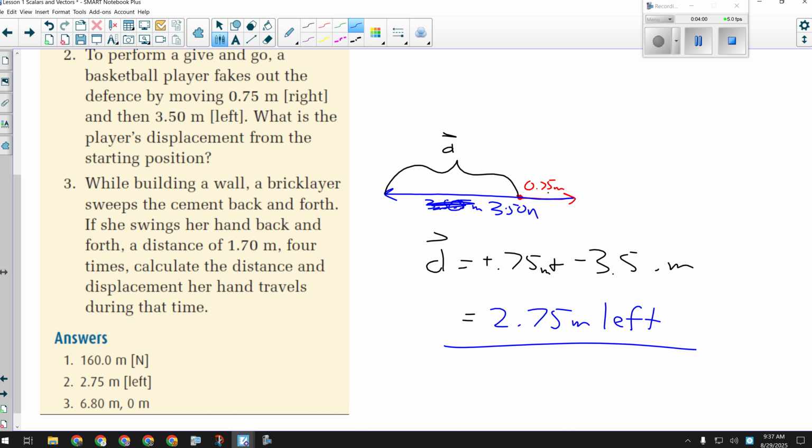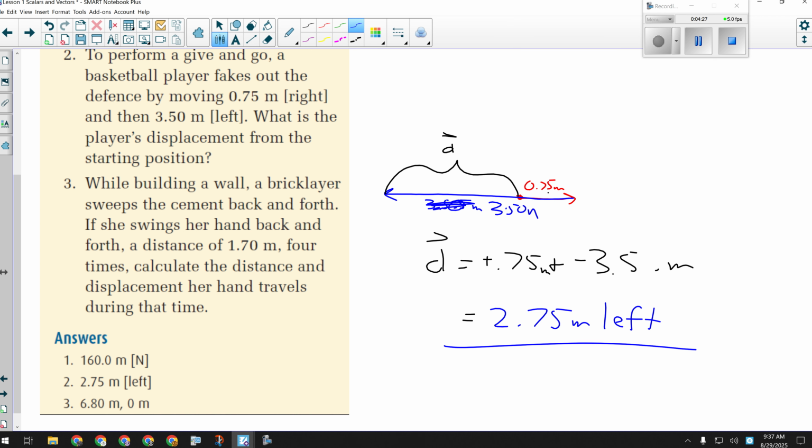All right, let's have you try number 3. If you're trying to visualize what this one looks like, which is a good exercise in physics all the time, a bricklayer is going to go back and forth with a trowel, kind of like this. They have cement and they're pushing it back and forth with a flat tool. They start here and they're just going back and forth.